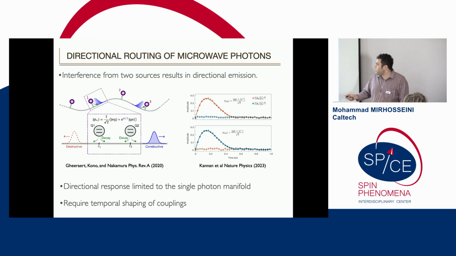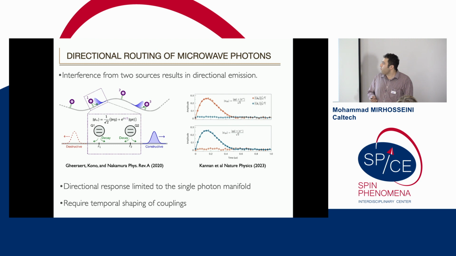This idea was actually recently demonstrated in an experiment by Will Oliver's group at MIT. Single photons are prepared in a superposition state of two qubits and launched in one direction or the other, and it works remarkably well. However, this is a rather complicated experiment. You need to have precise matching of parameters for two emitters and time domain control over the couplings.